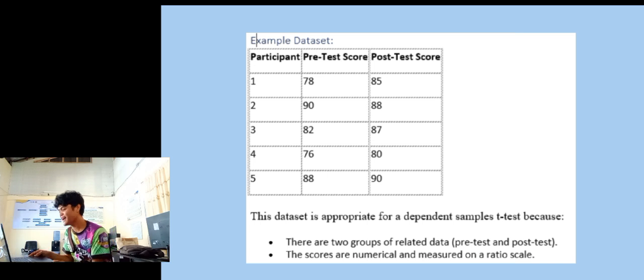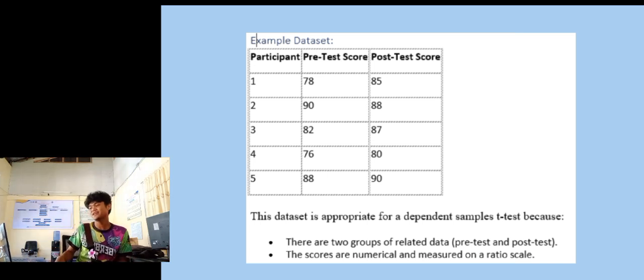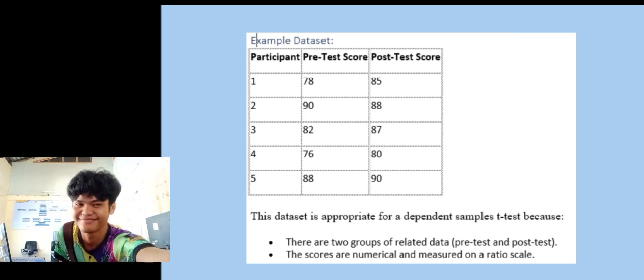So, this data is appropriate for a dependent sample t-test because there are two groups of related data, pre-test and post-test. The scores are numerical and the measurement is on the ratio scale. And that's all. This is Marchky Devinagracia. Thank you.